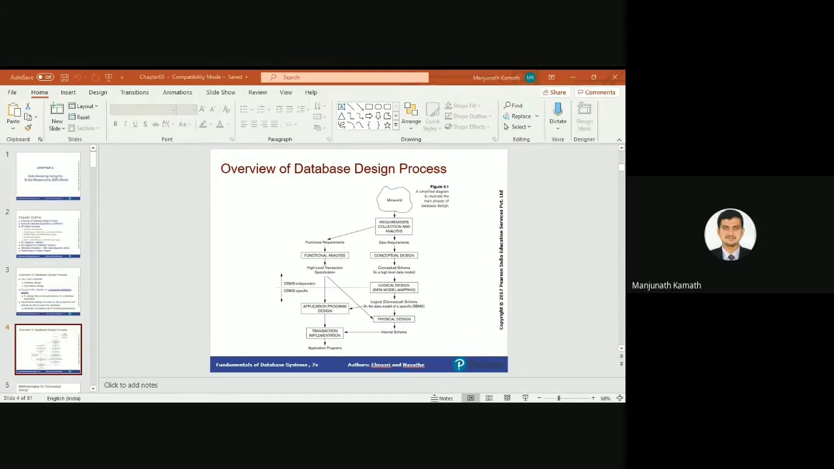Please note down the diagram first. We need to complete this module 1 in another 2 to 3 classes, 2 classes maximum.